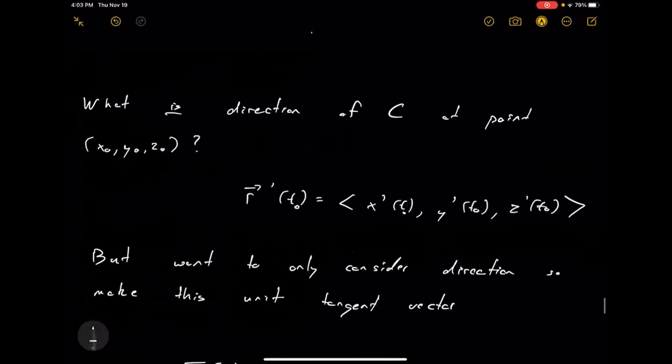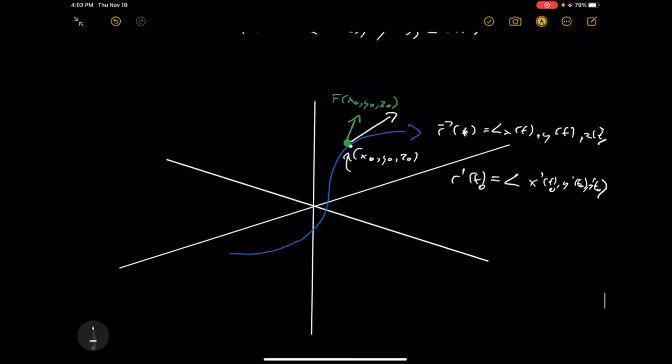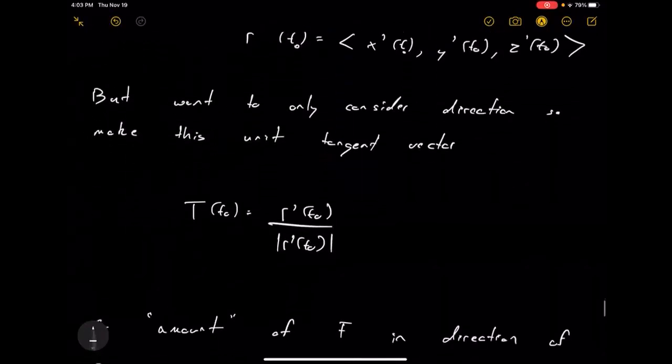That gives me a tangent vector, but we want to consider the unit tangent vector, because tangent vectors can have all these different lengths, and what do the lengths mean? That gets all confusing. All we care about is the direction. So we should be considering the unit tangent vector. Let's consider capital T of t0, which is r prime of t0 divided by its own magnitude.